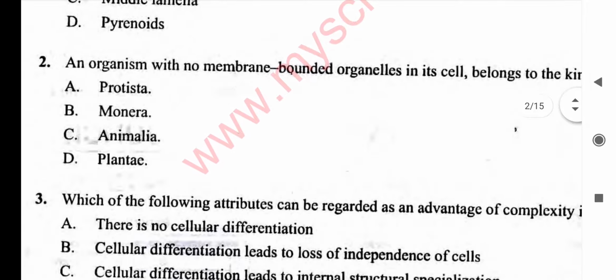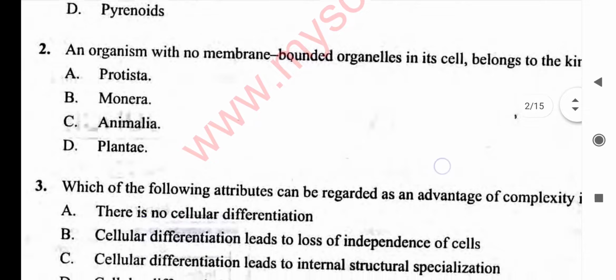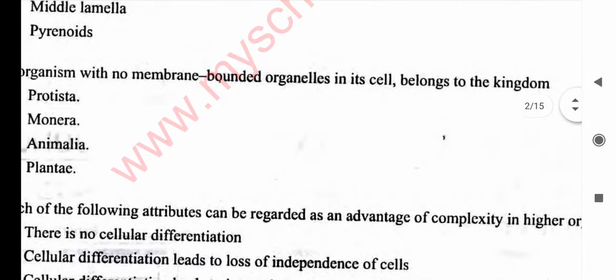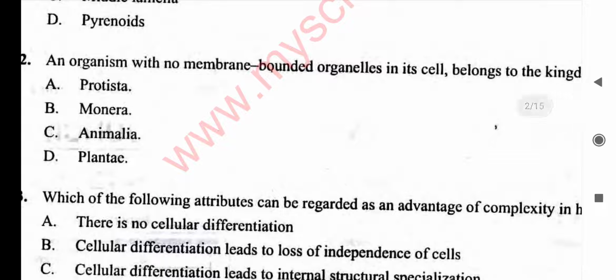Number 2, an organism with no membrane-bound organelles in its cell belongs to the kingdom A. Protista, B. Monera, C. Animalia, D. Plantae. The answer is Monera, because Monera are single-celled organisms with no nuclear membrane, such as bacteria.